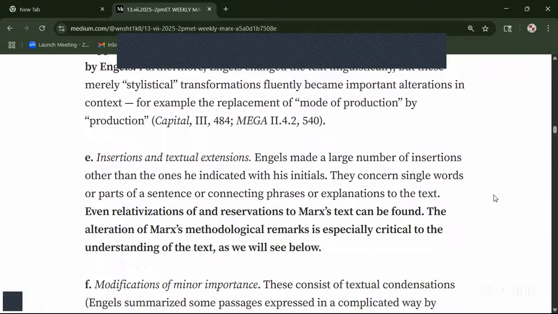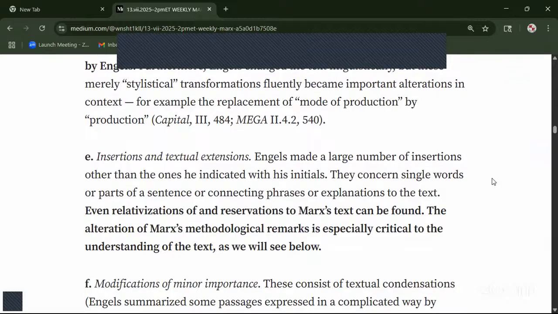E. Insertions and textual extensions. Engels made a large number of insertions other than the ones he indicated with his initials. They concern single words or parts of a sentence or connecting phrases or explanations to the text. Even relativizations of and reservations to Marx's text can be found. The alteration of Marx's methodological remarks is especially critical to the understanding of the text, as we will see below.